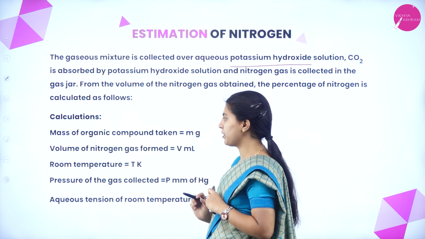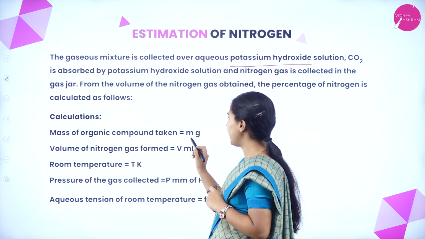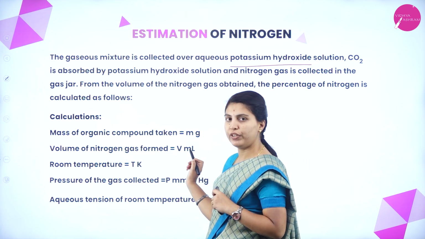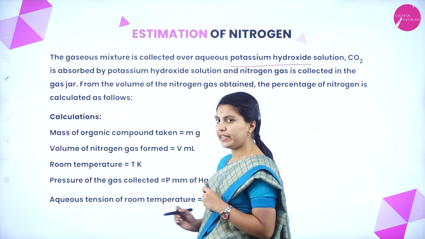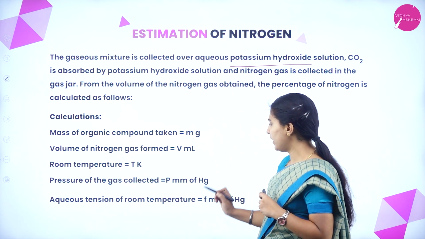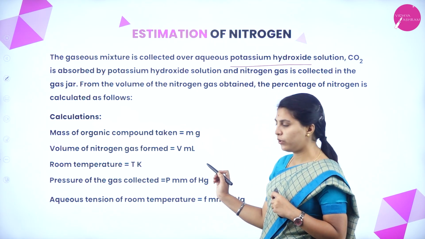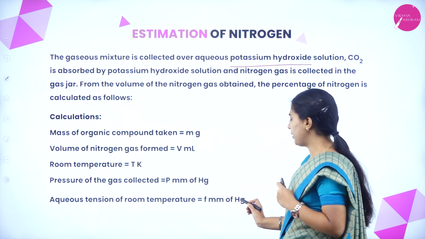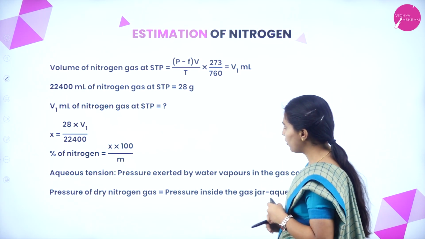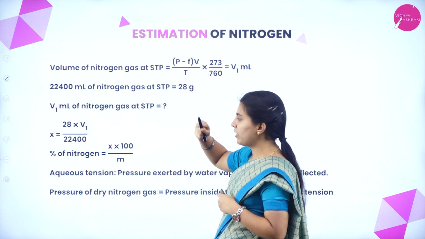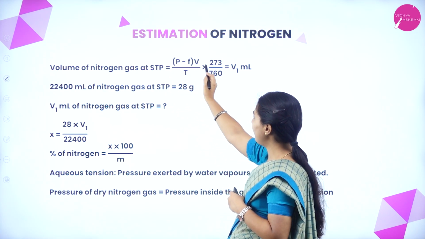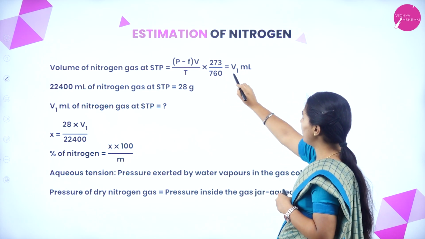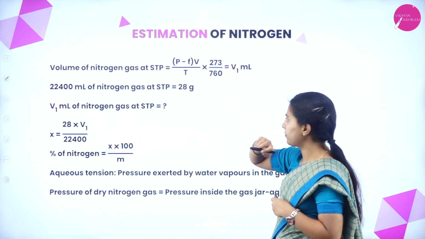See, this is the calculation part. Mass of organic compound taken is m mg. Volume of nitrogen gas formed is V ml. Room temperature in Kelvin is T. The pressure of gas collected with respect to mercury is P mm. Aqueous tension at room temperature is F mm of mercury. Volume of nitrogen gas at standard temperature and pressure, that is STP, is (P minus F) into V by T, into 273 by 760, equals V1 ml.